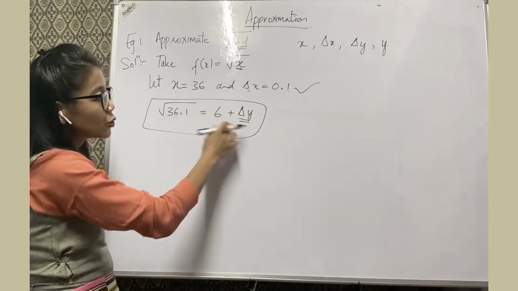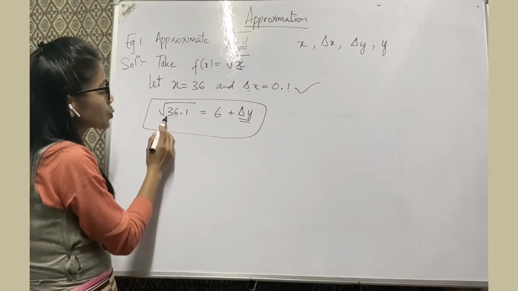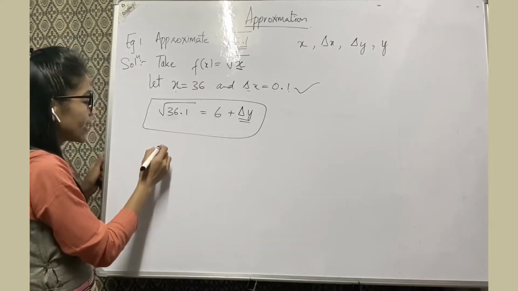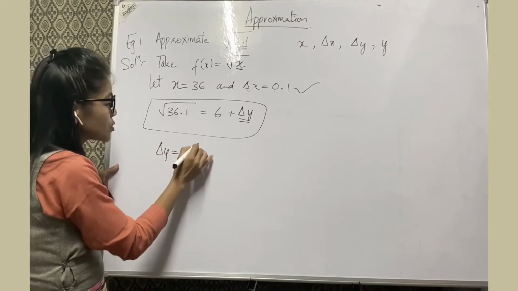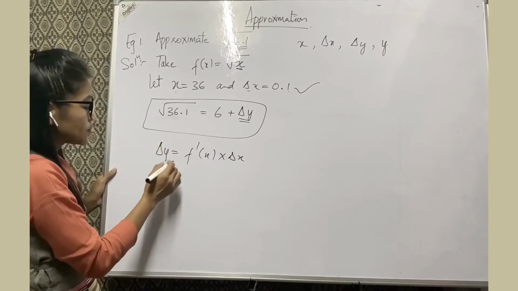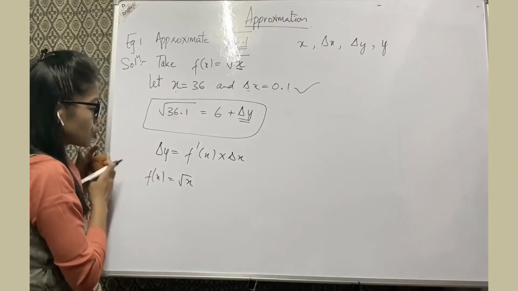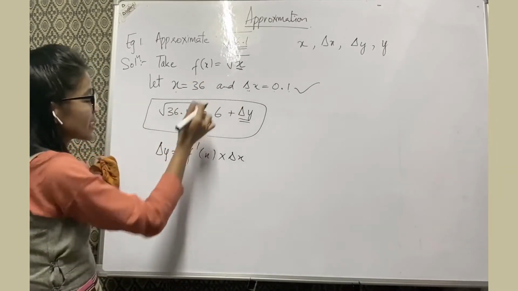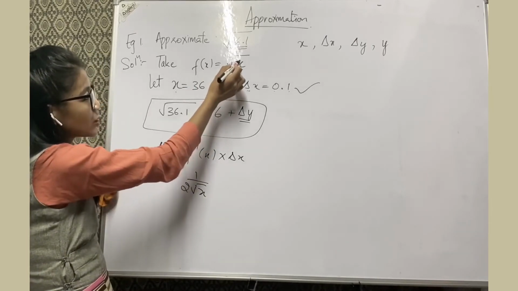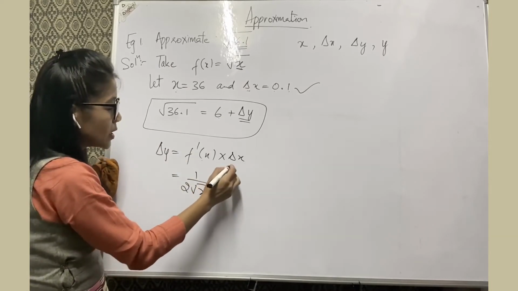Okay. So therefore, you go through this part 2 or 3 times, right? So now we got the square root of 36.1 is 6 plus delta y. Now we have to find out delta y, and we know that delta y is equal to f dash x into delta x. We know this, right? So my f(x) is equal to square root of x, okay? So directly I can write f dash of x, so that will be 1 upon 2 square root of x. Since my f(x) is square root of x, f dash x is 1 upon 2 square root of x into delta x.